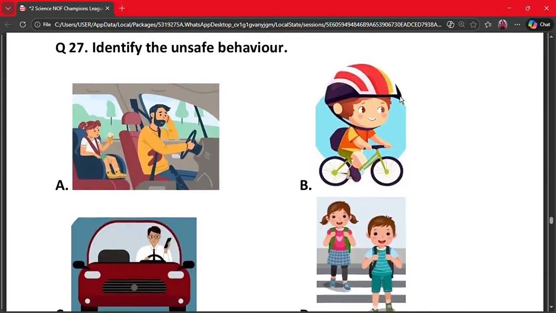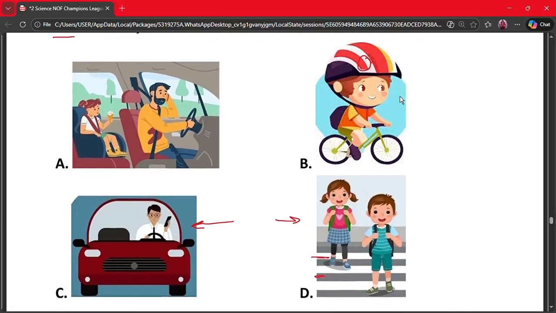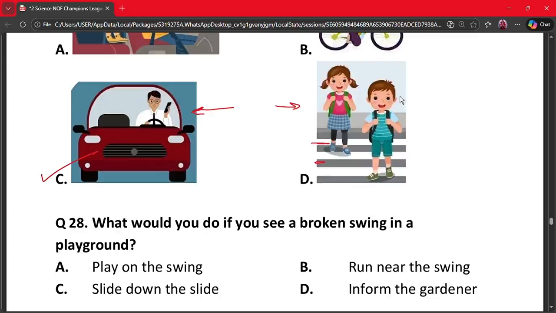The next question is question 27. Identify the unsafe behavior. A. driving with a seat belt on, B. riding with a helmet on, and C. driving a car while on a mobile phone, and option D. crossing a road on a zebra crossing. So the unsafe behavior is option C. You should never be on call while driving.